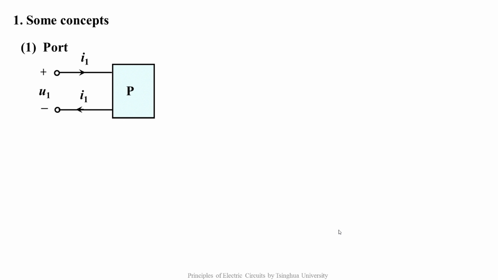As we know, in circuits, elements or networks are connected to the external circuits through terminals, but not any two terminals can form a port. The condition that two terminals can form a port is that the current flowing into one terminal must be equal to the current flowing out of another terminal. It's called the port condition. You should pay attention to this.